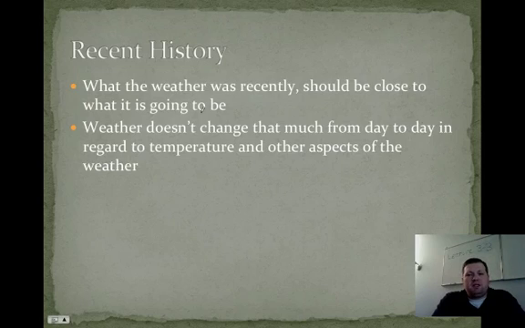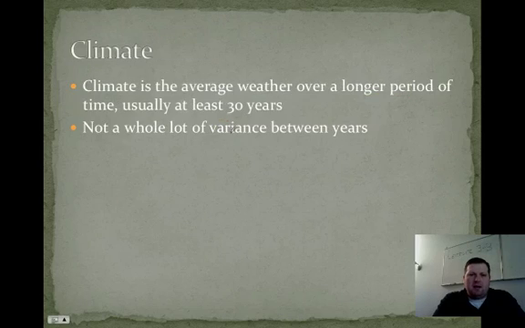Another useful thing is recent history, because what the weather was recently should be close to what's going to be. Weather doesn't change a whole lot from day to day. If today's in the 70s, I don't expect tomorrow to be in the 20s. So that gives me a smaller range to look at, unless I see a big change coming in. So weather typically doesn't change a whole lot day to day.